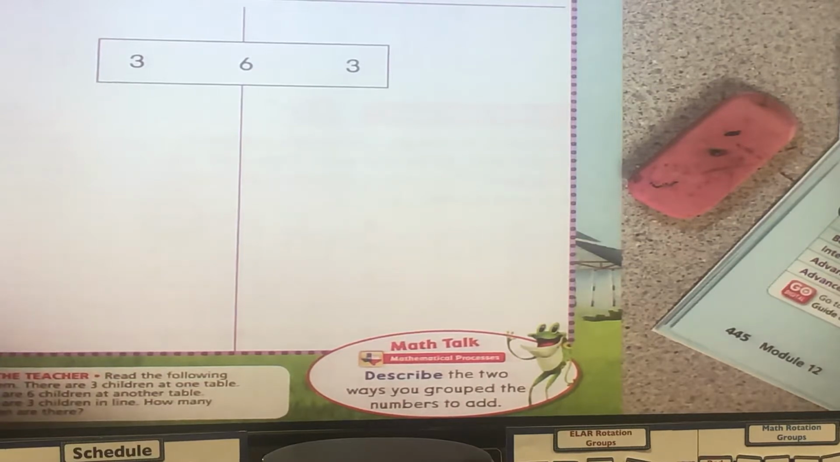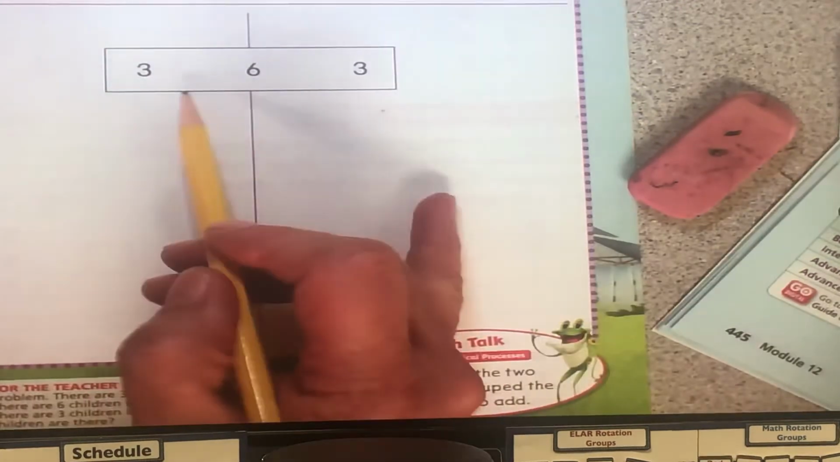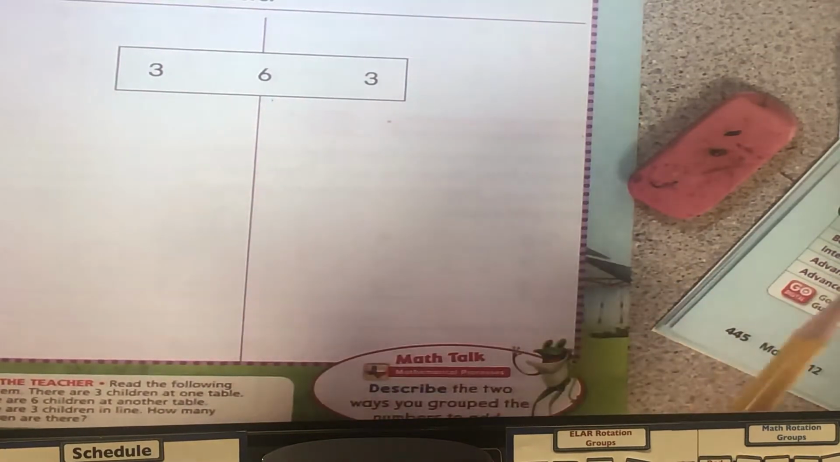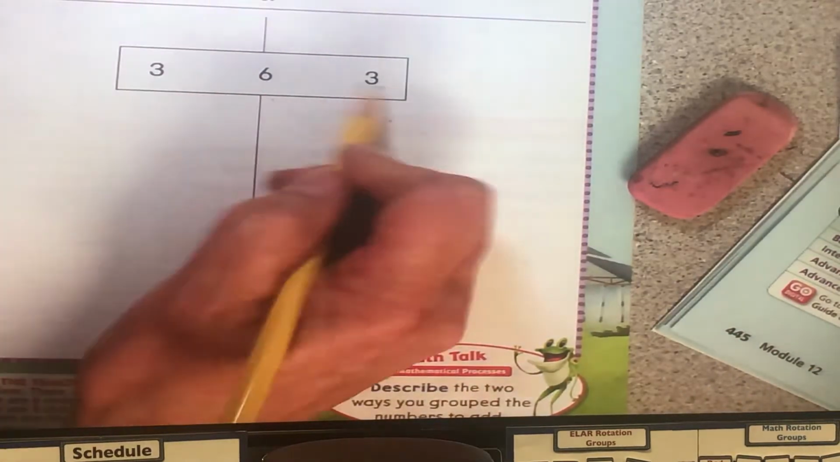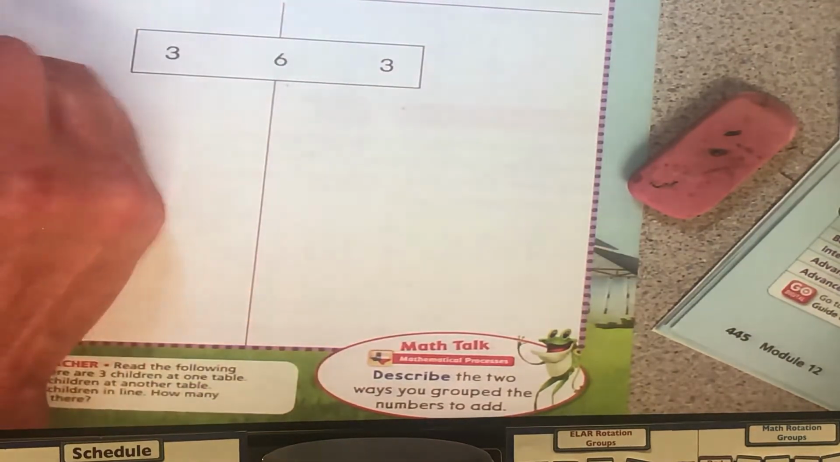So the question is, how can you group numbers to add three add-ins? You're going to listen to a problem that I'm going to read to you, and you're going to show two ways to group and add the numbers. There are 3 children at one table. There are 6 children at another table. And there are 3 children in line. How many children are there? So we're going to add. You have 3, 6, and 3. So you're going to show 2 ways to group and add the numbers.